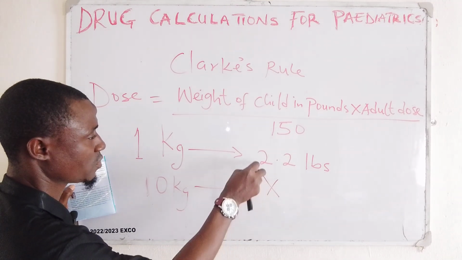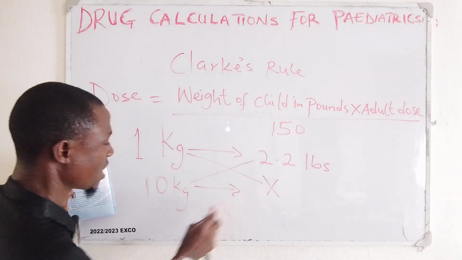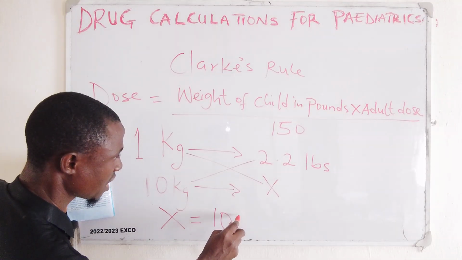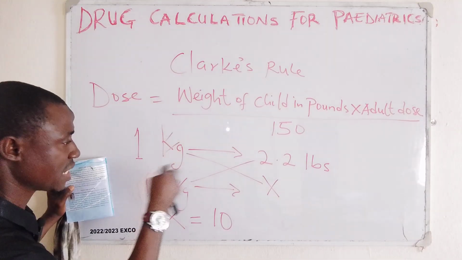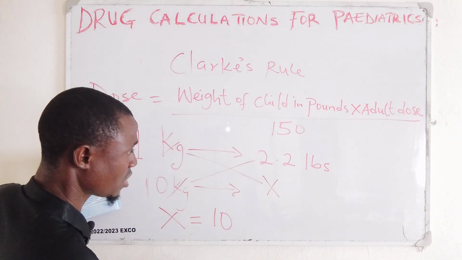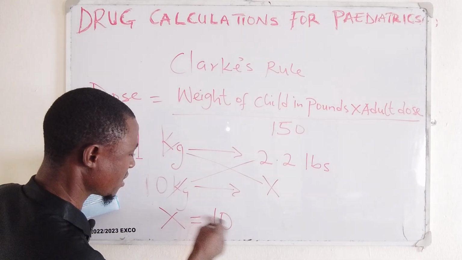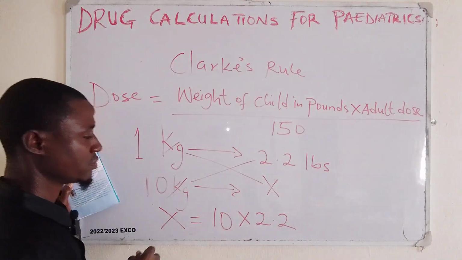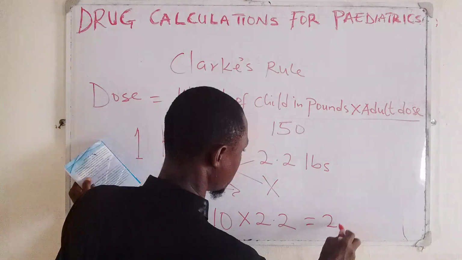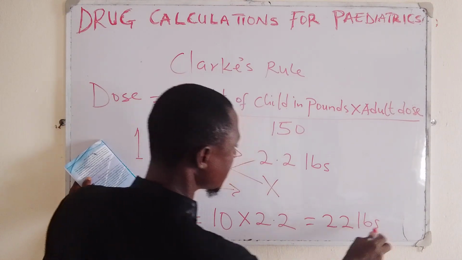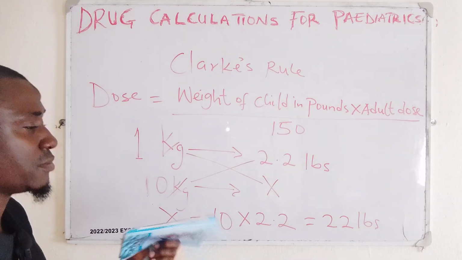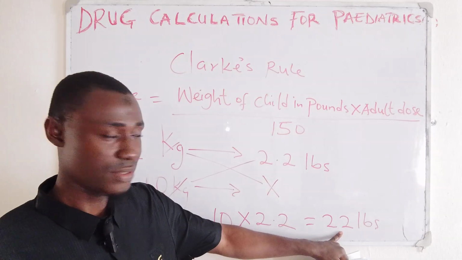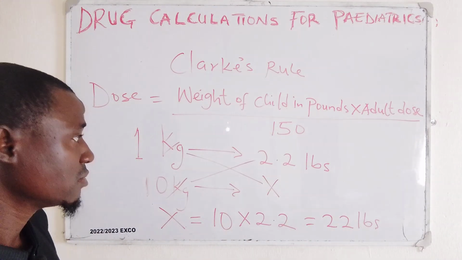To get the value of x, we have to cross multiply. If you cross multiply, you have that x is equal to 10 multiplied by 2.2. Even from here you can say this cancels this, but if you cross multiply, all the units will take care of themselves. So this will give us 22 pounds. A child whose weight is 10 kg will have a weight of 22 pounds. This is very simple and direct.